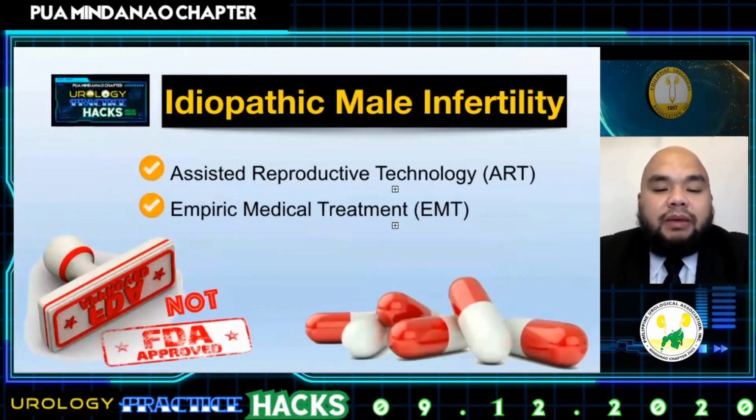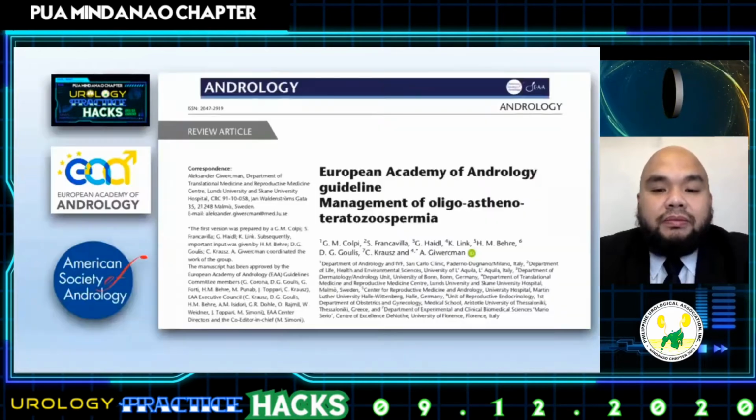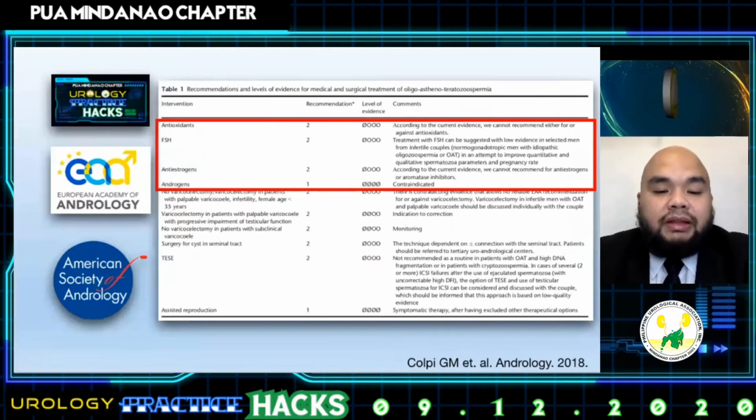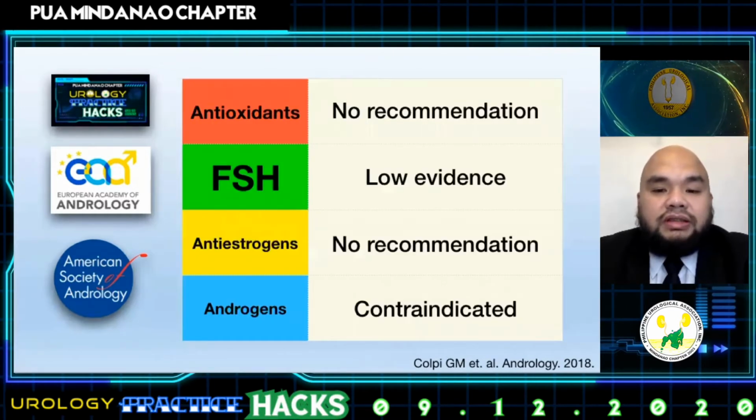These infertile men with idiopathic causes are usually left to choose between assisted reproduction or empiric medical therapy. The European Academy of Andrology published a guideline on management of infertile men with idiopathic causes. Empiric medical treatment for idiopathic male infertility is considered as off-label treatment. You can give antioxidants, follicle-stimulating hormone, anti-estrogens, and remember, testosterone is contraindicated in men desiring to be a father and should not be given to them.